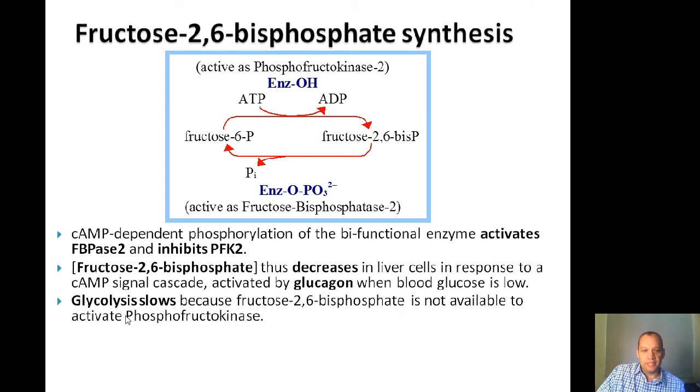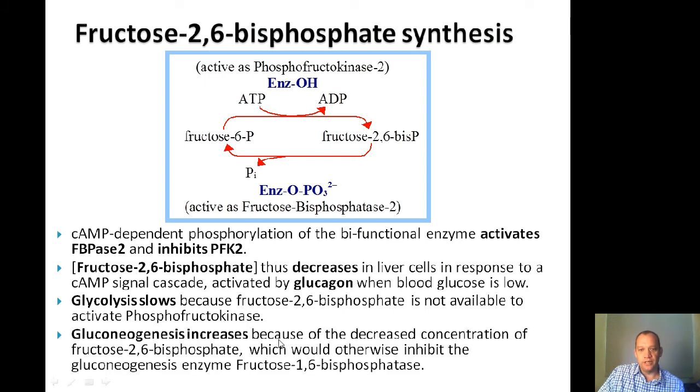So when that happens, glycolysis slows down because there is now no more or much less fructose 2,6-bisphosphate to activate the PFK enzyme, and gluconeogenesis will increase because of the decreased concentration of fructose 2,6-bisphosphate, which would otherwise inhibit the gluconeogenesis enzyme fructose 1,6-bisphosphatase. So at that all-important phosphofructokinase step, this has a converse effect. If fructose 2,6-bisphosphate is present, it'll help the PFK enzyme, as we've seen, switch on glycolysis, even if there's a lot of ATP present.